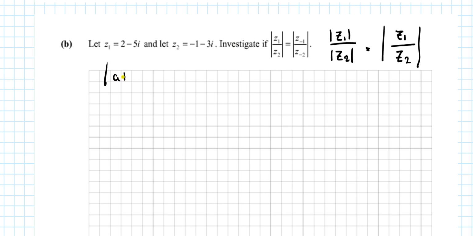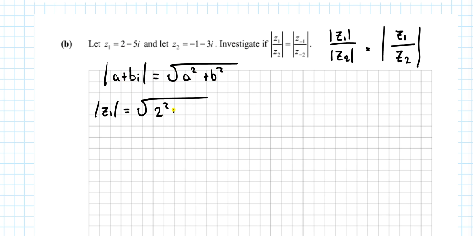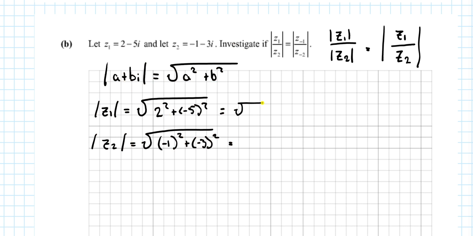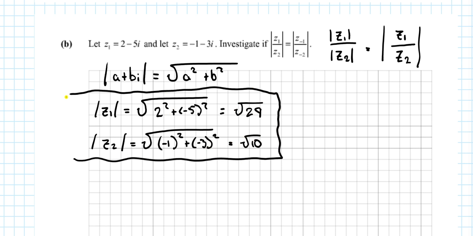We know the modulus of a plus bi is equal to the square root of a squared plus b squared. So the modulus of Z1 is equal to the square root of 2 squared plus minus 5 squared. The modulus of Z2 is equal to the square root of minus 1 squared plus minus 3 squared. And what do both those equal? 4 plus 25, square root of 29 for the top one. 1 squared is 1, 3 squared is 9, so square root of 10. Okay, so I have the modulus of Z1 and the modulus of Z2.